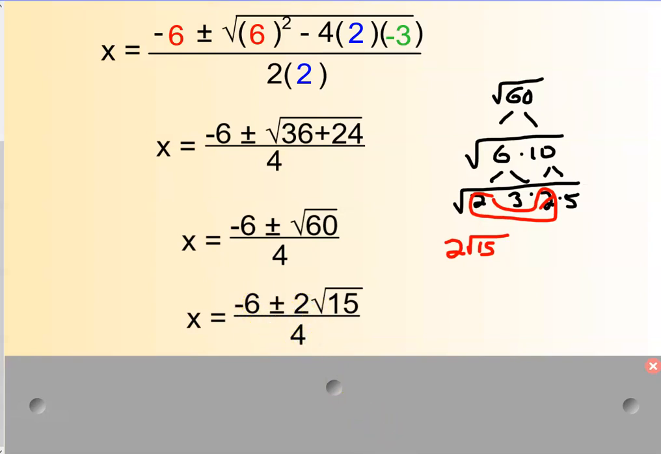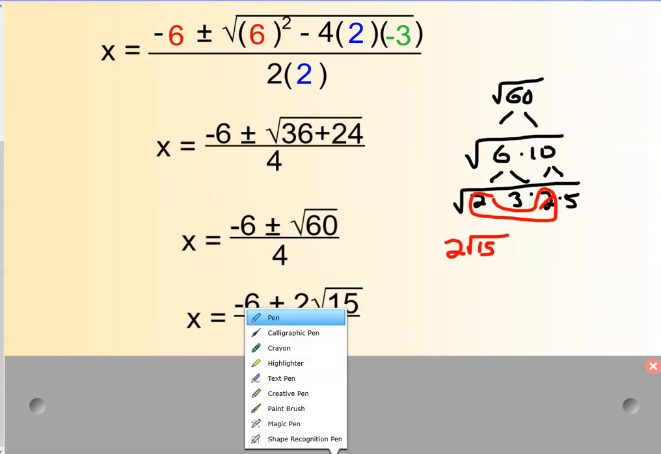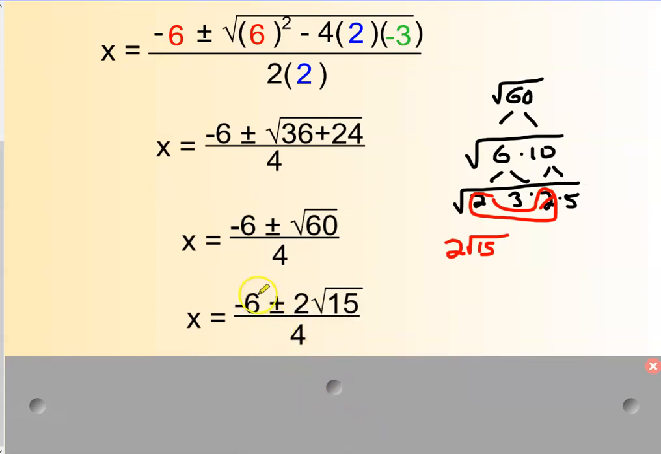Now look at these numbers here. Let me get a highlighter here. Look at this number outside of jail, this number outside of jail, and this number outside of jail. They all share a common factor, and that common factor is 2. How many times does 2 go into -6? Well, it goes in -3 times. How many times does 2 go into 2? Well, 1 time. And how many times does 2 go into 4? 2 times.